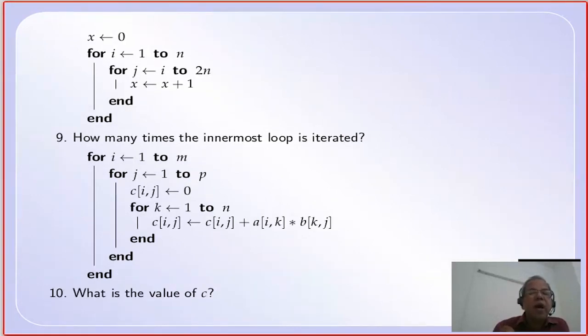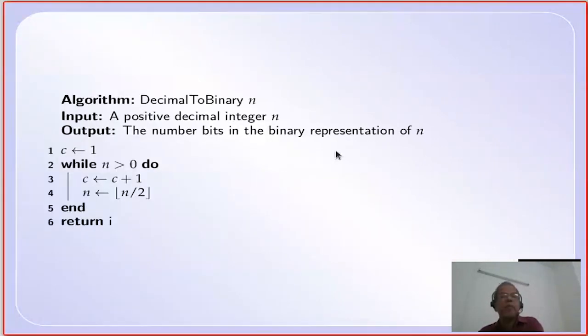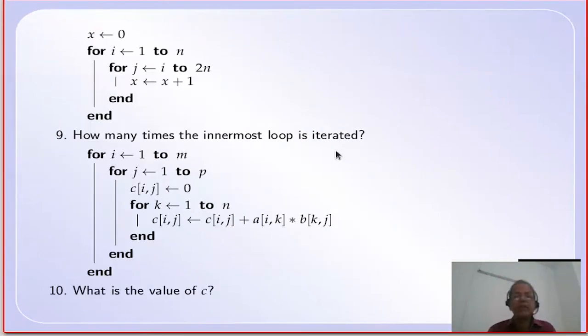Okay, this is the matrix multiplication. There are 3 nested loops. How many times is the innermost loop iterated? These are typical questions asked in CA test. Okay. I stop here.